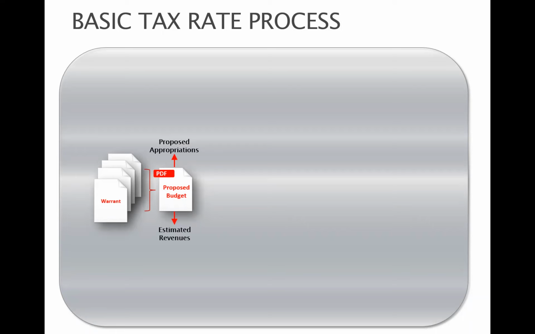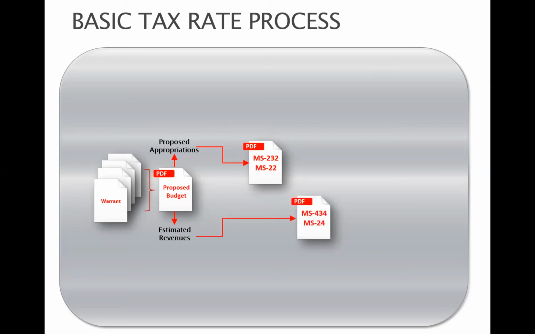So what you're seeing on your end is the interface where you enter the values, and you're seeing the reports that come out of the system. So after your annual meeting, after you go through and you answer the annual meeting questions, those proposed appropriations become the voted appropriations, which is the MS 232 or the MS 22 report. Your estimated revenues become the MS 434 and the MS 24. This is the revised estimated revenues report.